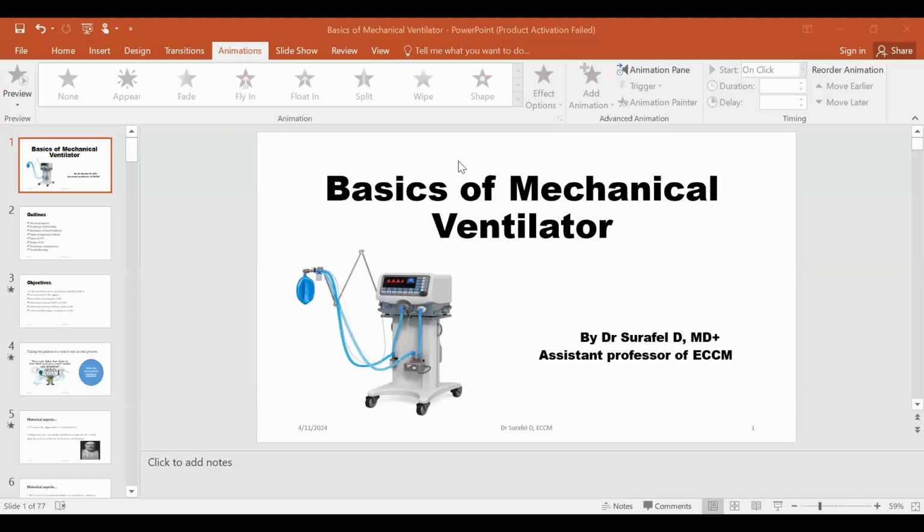They usually face very difficult and critically ill patients to manage. So how do they at least troubleshoot? How do they initially set the mechanical ventilator? All the things related to that will be discussed.